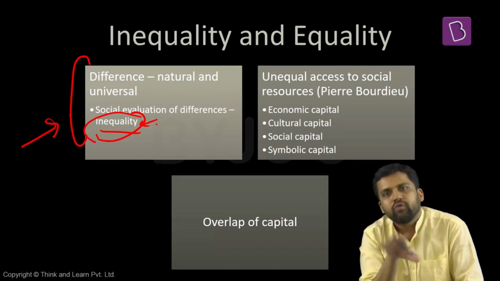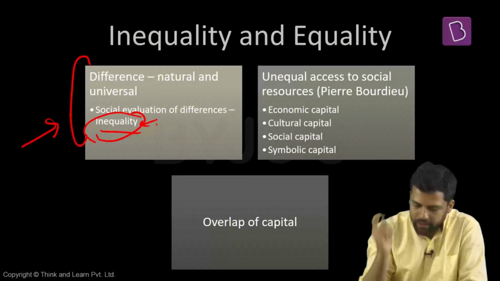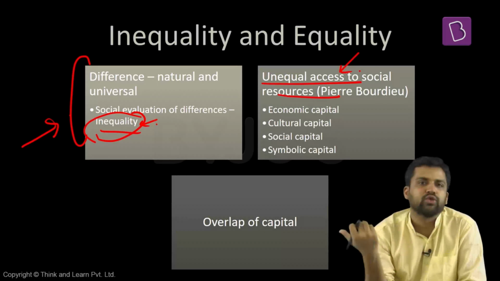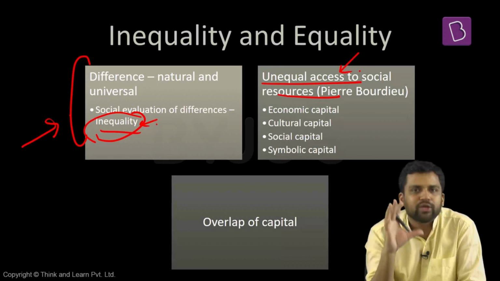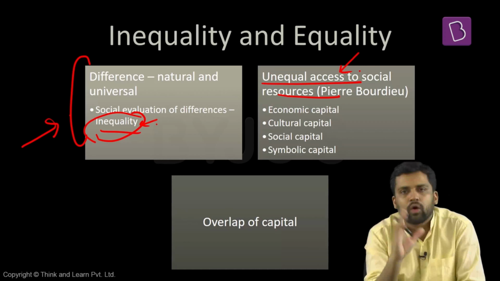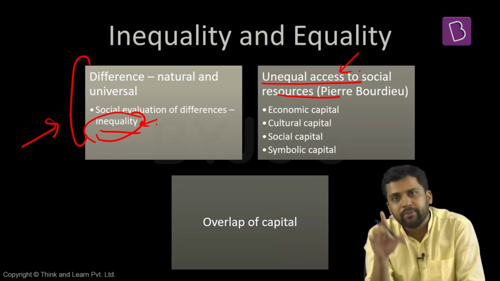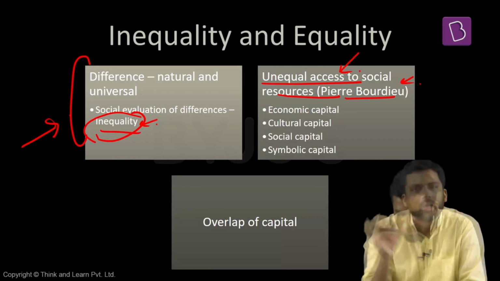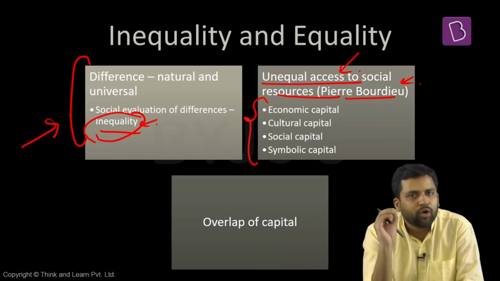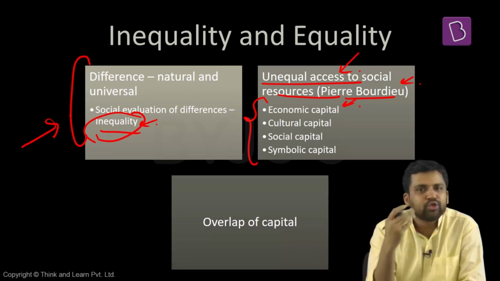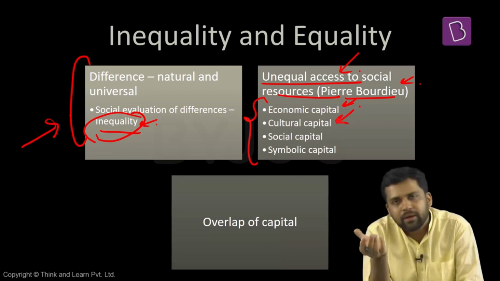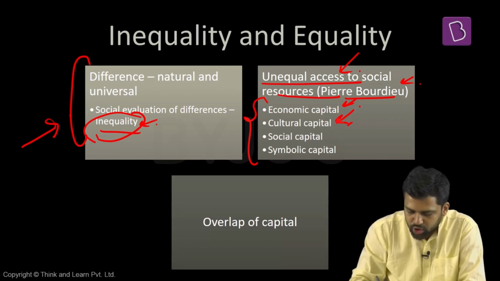Now, another way we can look at inequality. Inequality can also mean unequal access to different resources of the society. In a society, there are different kinds of resources. If these resources are not equally distributed, or if not everyone can access these resources equally, then it also means inequality. According to Bourdieu, in society there are basically four kinds of resources. So what are the different kinds of resources within a society? Some resources will fall under economic capital. In a society, we also have cultural capital, social capital, and symbolic capital.